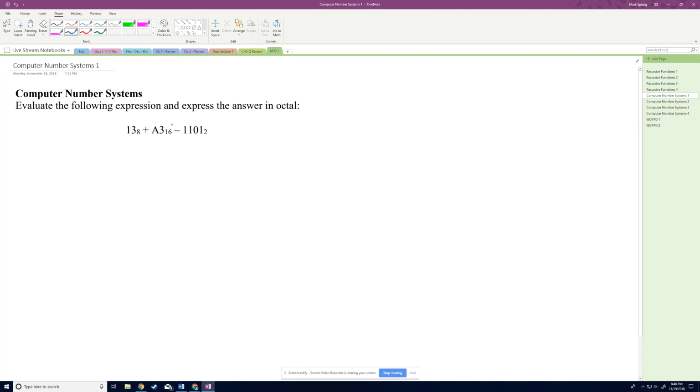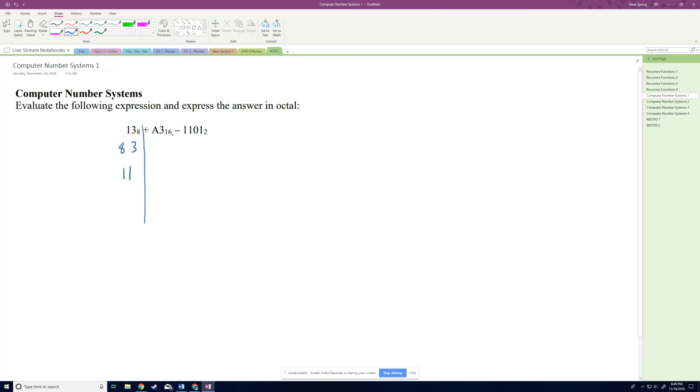Really a couple ways to do this. You can convert these all to decimal, do the math, and then convert it back to octal. Again, that's okay. Sure, we can do it that way. Just knowing that when we have octal, these are ones, these are eights. So we have 1 eight and we have 3 ones. So this is just going to be 11. Okay.